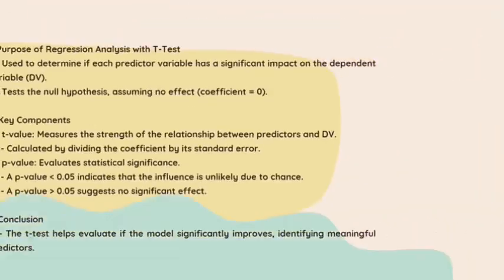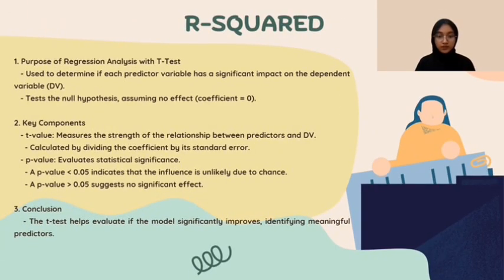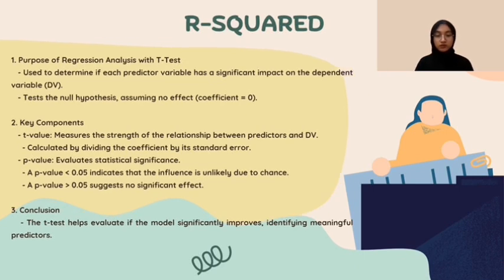Lastly, the t-test is a statistical tool used to determine the impact of predictor variables on dependent variables. It is used to reject the null hypothesis, which holds if the regression coefficient is 0. The t-value, calculated by dividing the coefficient by its standard error, helps understand the strength of the links. A small p-value, less than 0.05, indicates that the influence may not be a result of chance, while a larger p-value may not indicate significance.